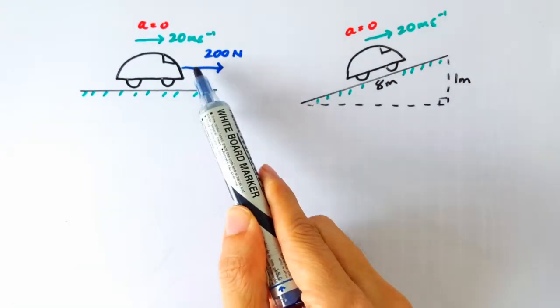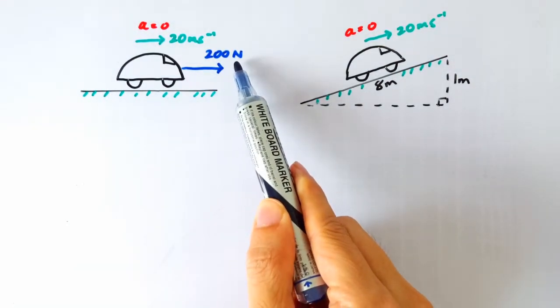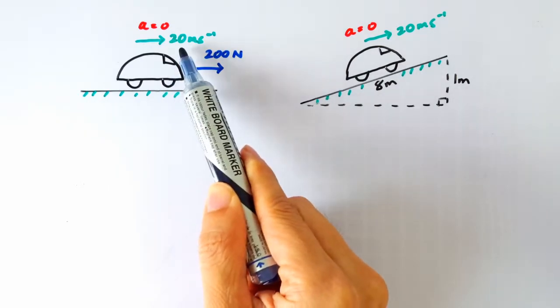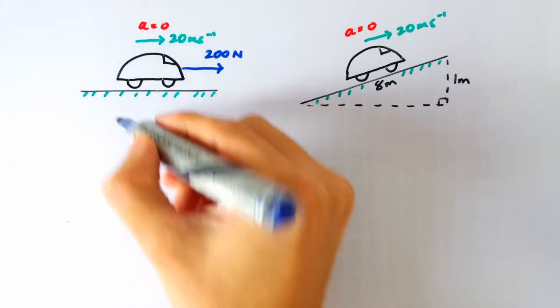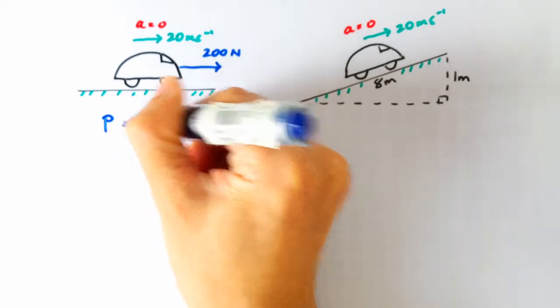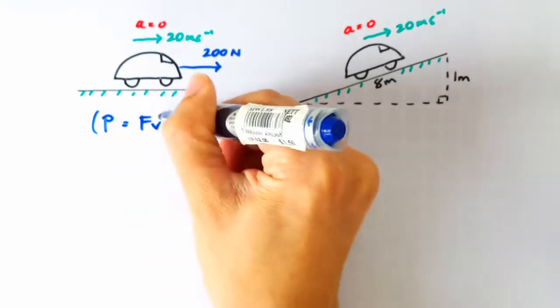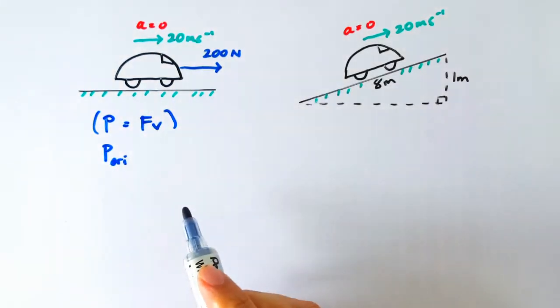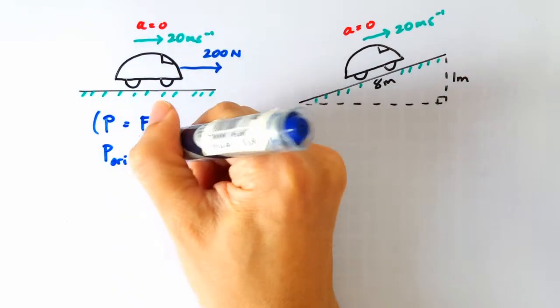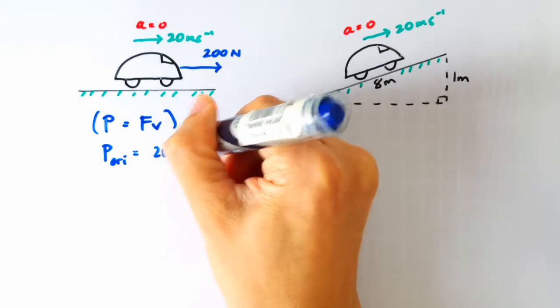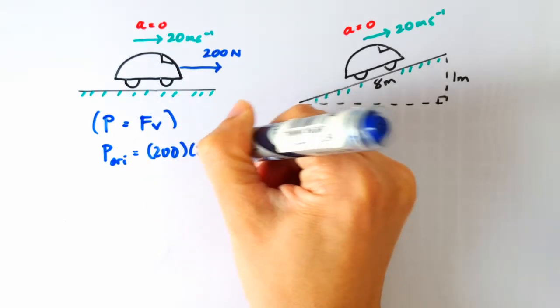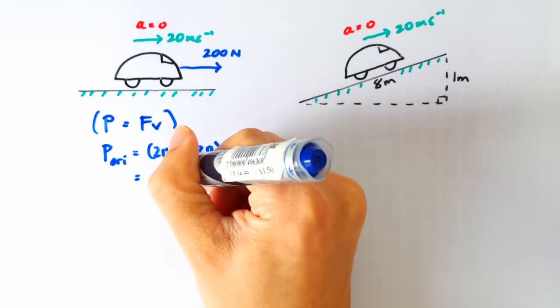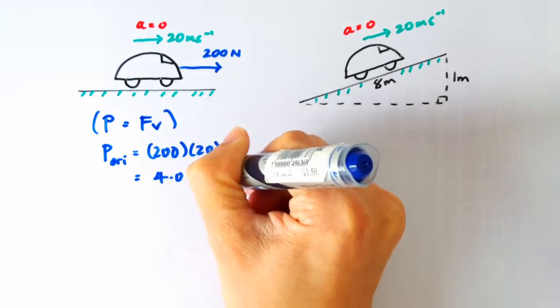So originally we have a driving force of 200 newtons and the car is traveling at a constant speed of 20 meters per second. So we know that power is F times V. So the original power output from the car engine is equal to 200 times the velocity 20, which turns out to be 4 kilowatts.